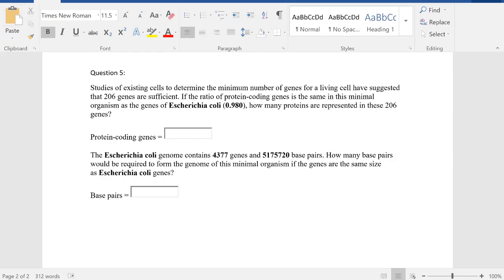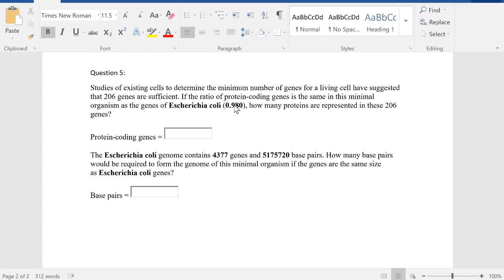So the final question for me states, studies of existing cells to determine the minimum number of genes for a living cell have suggested that 206 genes are sufficient. Okay, if the ratio of protein encoding genes is the same in this minimal organism as the genes of E. coli. In other words, if we got, and they're going to say, 0.980.